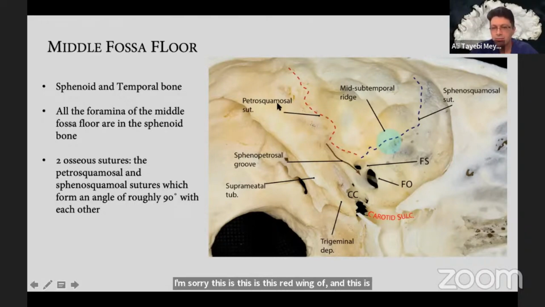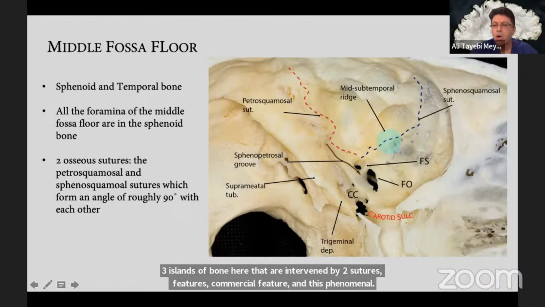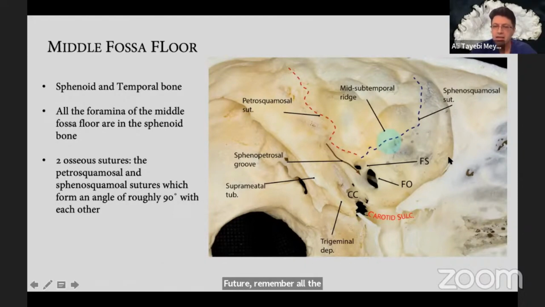So you have three islands of bone here that are separated by two sutures, the petrosquamous suture and the sphenosquamous suture. Remember, all the foramina of the skull base in the middle fossa go through the sphenoid bone. The petrous bone has no foramina, zero. These two sutures are important because they meet at around the lateral aspect of the foramen spinosum, and they make almost a 90-degree angle between each other.